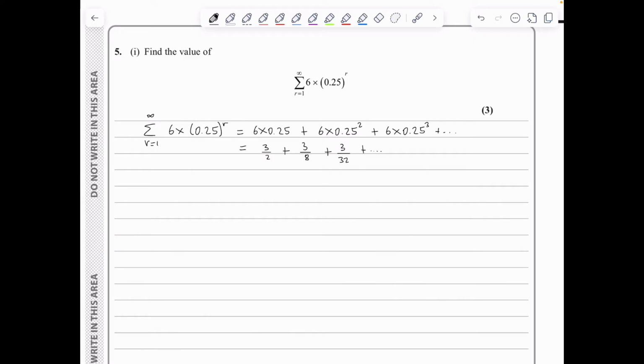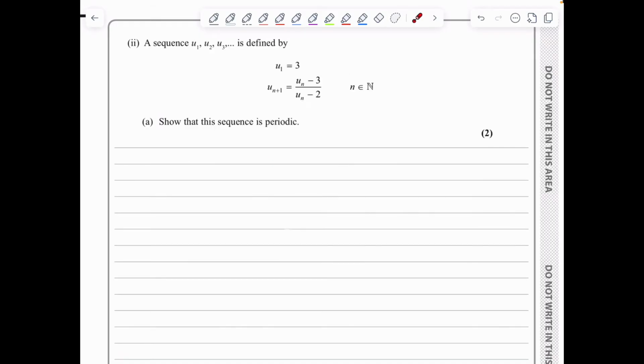And we should be able to recognize this as a geometric sum starting at 3 over 2, and we keep multiplying by a quarter to get to the next term. Well, we know that in such case the sum to infinity, because we are adding an infinity of terms, is given by a over 1 minus r, and therefore in our case the sum to infinity is given by 3 over 2 over 1 minus a quarter, which gives an answer of 2.